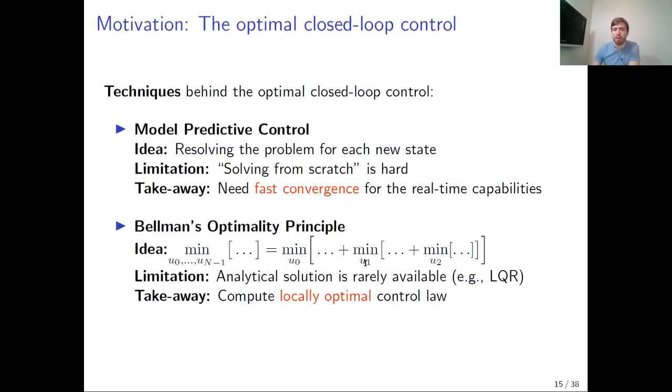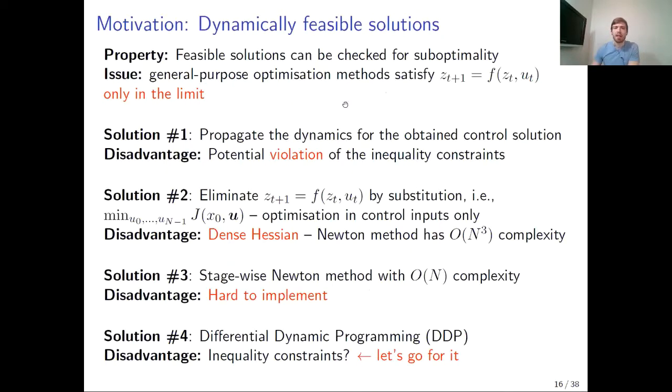One of the best known results is LQR, the unconstrained linear quadratic regulator. So as a main takeaway, we would like to compute at least locally optimal control laws, not a global one, just like in LQR. Yeah, let's motivate the dynamically feasible solutions.